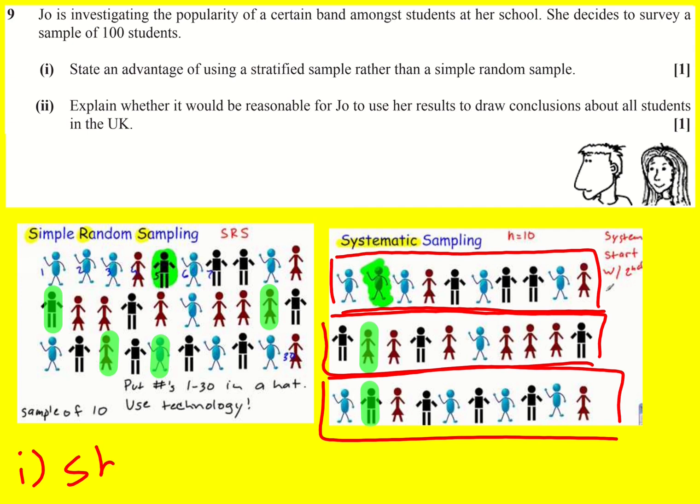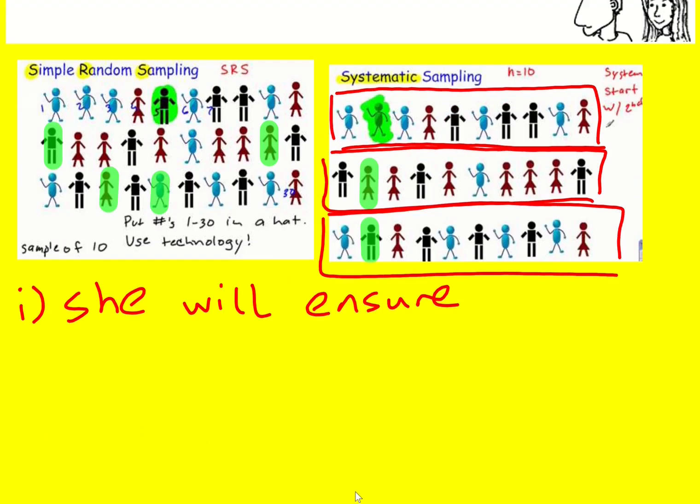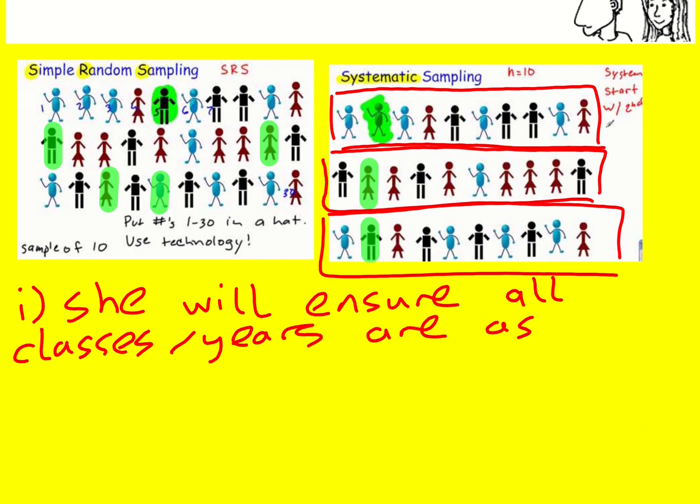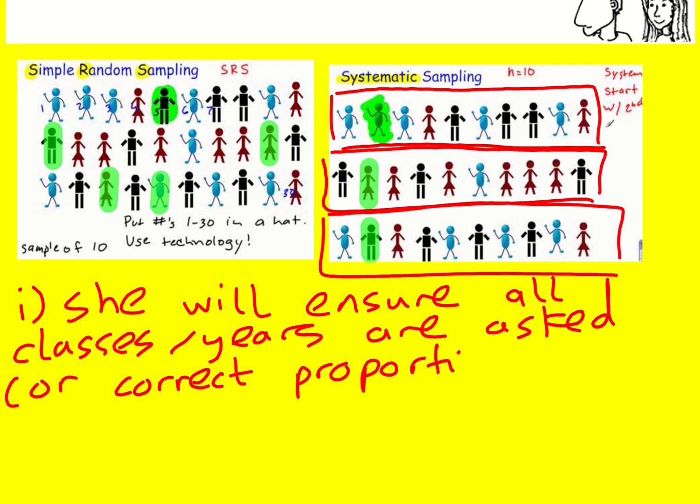So she will ensure all classes or years are asked, or correct proportion of genders. As long as you give an answer that kind of relates to splitting it into categories and why that will be useful, then you're sorted.